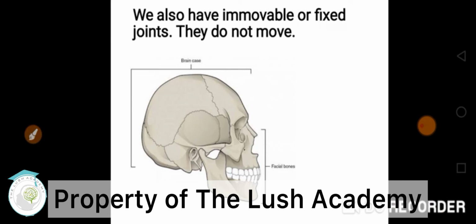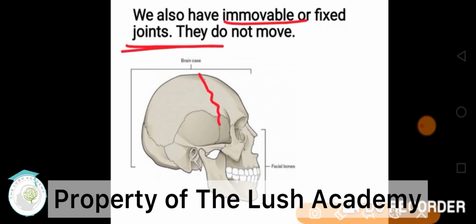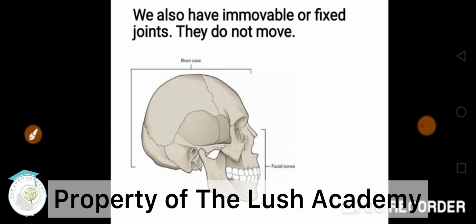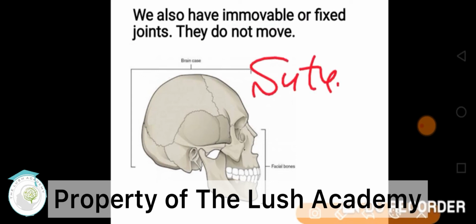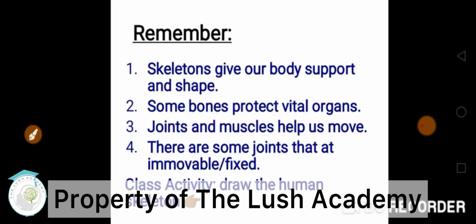We also have immovable or fixed joints. They do not move. You can see that the skull is not just one big ball, okay? It's several bones joined together. So they are called sutures. These joints are called sutures on the skull.